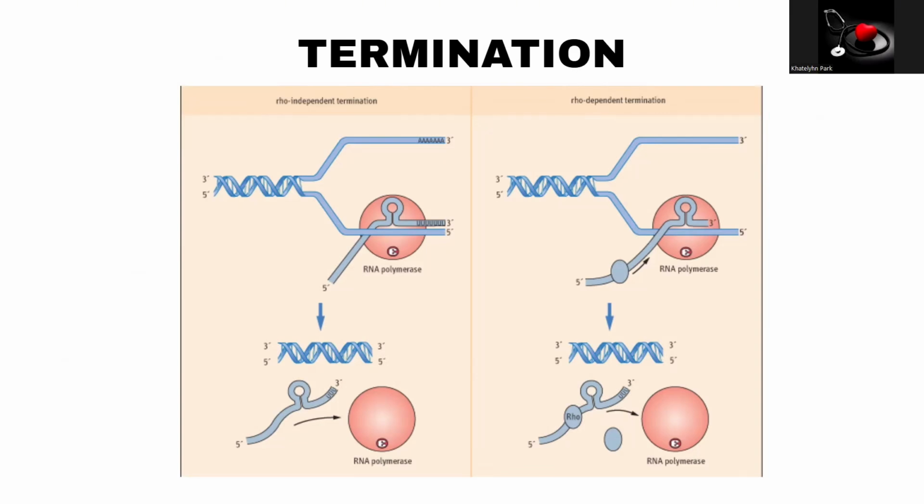On the other hand, rho-dependent termination relies on the rho protein, a hexameric ATP-dependent RNA helicase. Rho binds to the rho sites of the nascent RNA transcript and uses ATP hydrolysis to translocate, chasing the RNAP. The rho protein catches up and unwinds the RNA-DNA hybrid using its helicase activity, which causes the release of RNA and the termination of transcription.